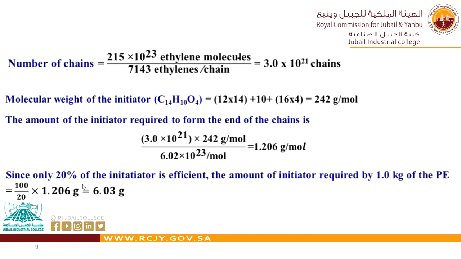So basically, in this question you are required to calculate the mass of initiator required to produce certain amounts of the polymer using a particular initiator. The molecular weight of the polymer is given. So the first thing we need to do is to determine the degree of polymerization. Degree of polymerization is the molecular weight of the polymer divided by the molecular weight of the repeating unit.